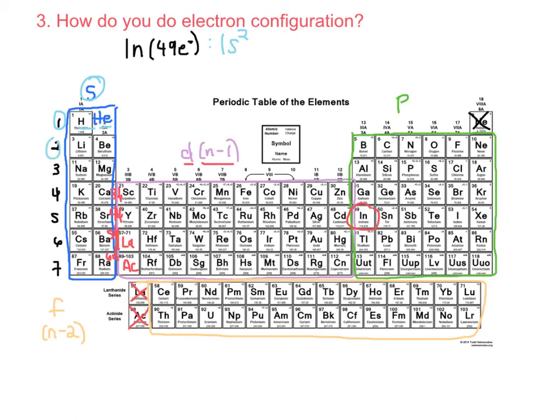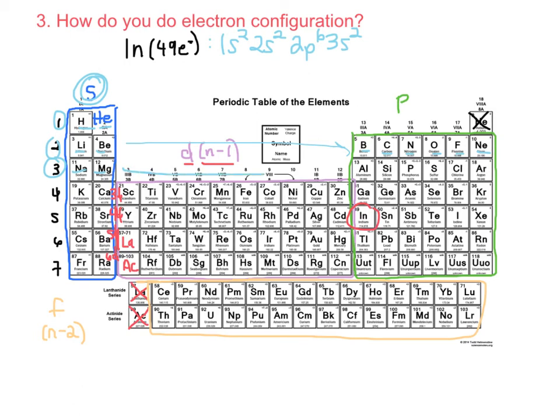And second row, S block 2, so 2s2. And then we're still in the second row. Remember, you follow it over, and you're in the P block now. And you count 1, 2, 3, 4, 5, 6, so 2p6. And then go down to the third row. We're back in the S block. So 3s, and then count 2 over.